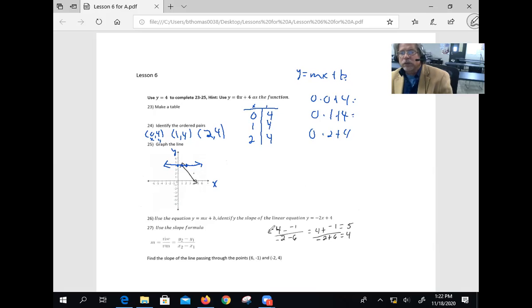So on question 27, well, actually, notice that there's also a question 26 there. Remember, the slope is the coefficient of x. And if I want to identify the slope of this equation, the slope is simply going to be a -2. I don't have to do any math there. That's just recognizing. So if we're in this form, y equals mx plus b, the slope is simply the number in front of the x.